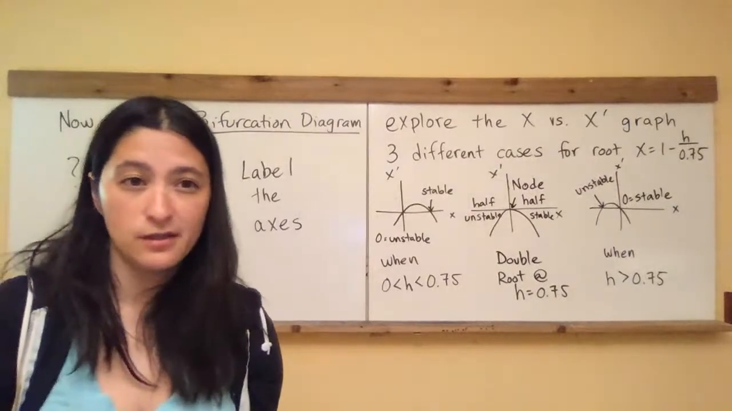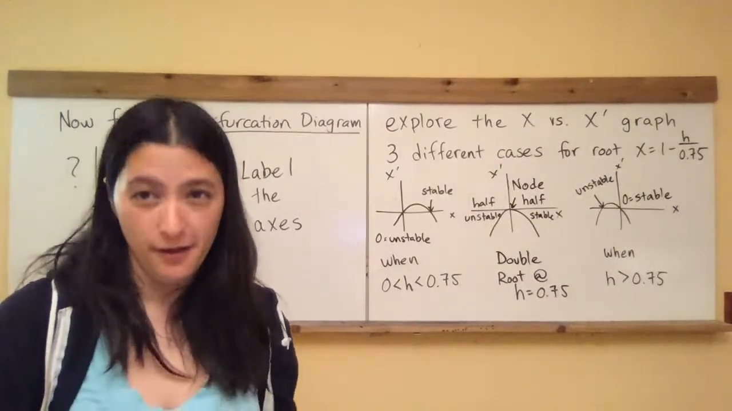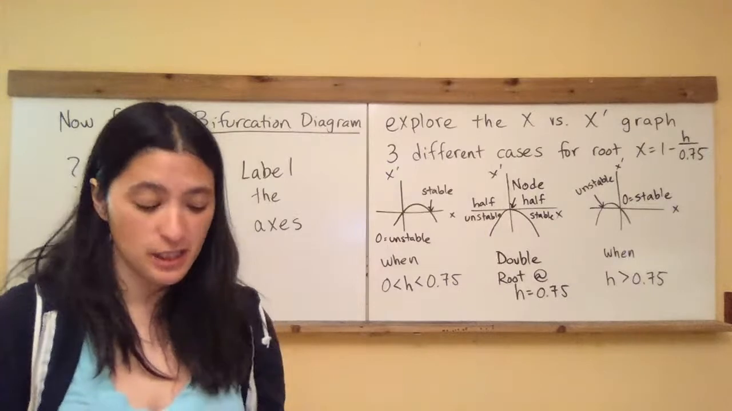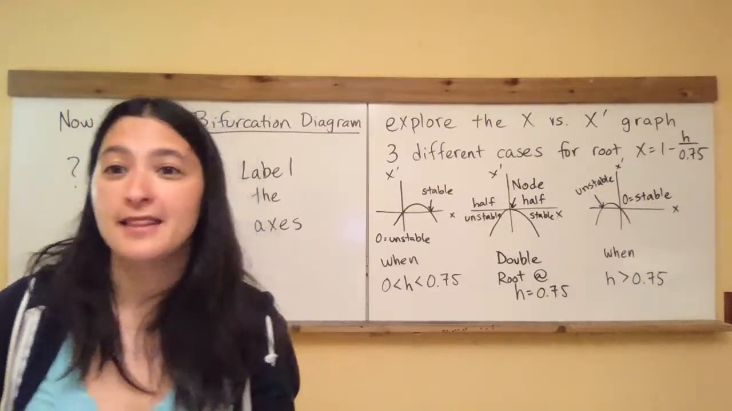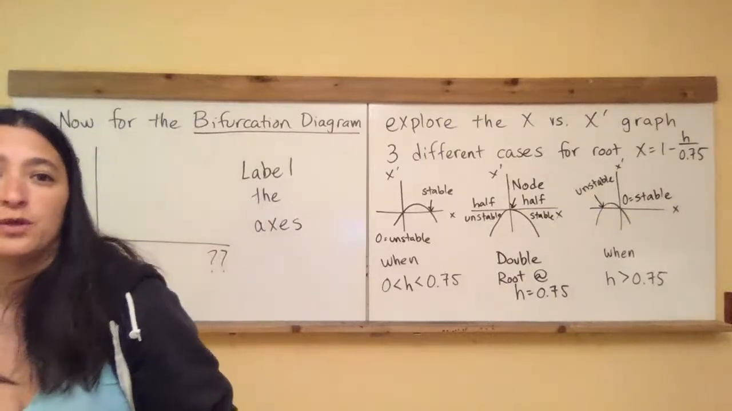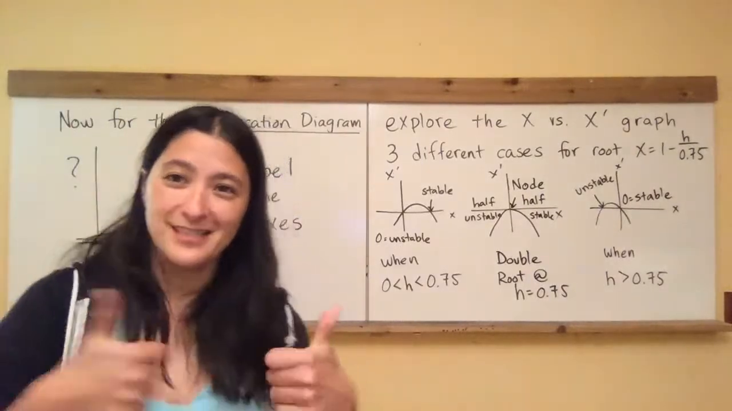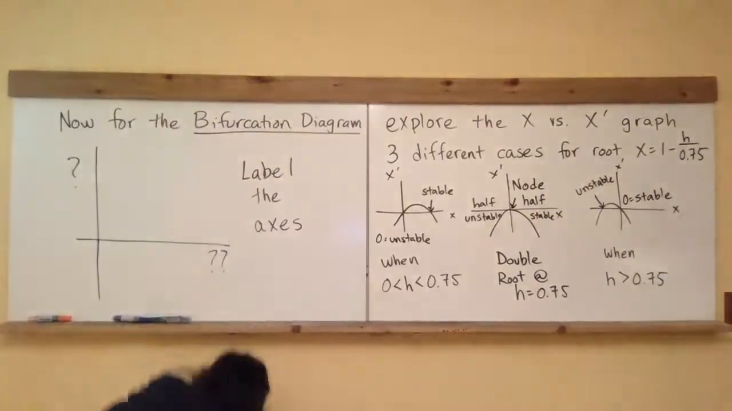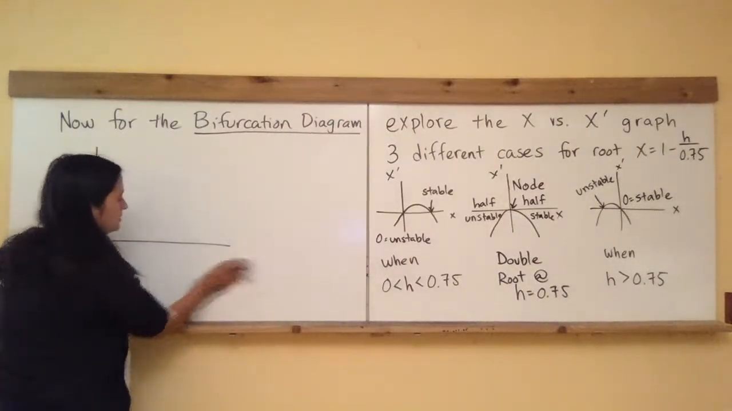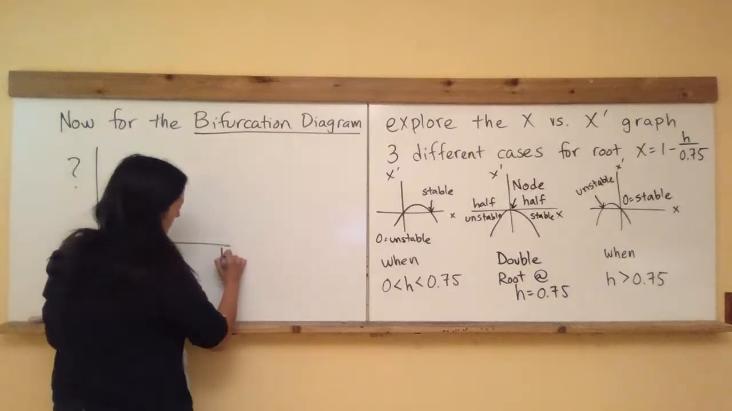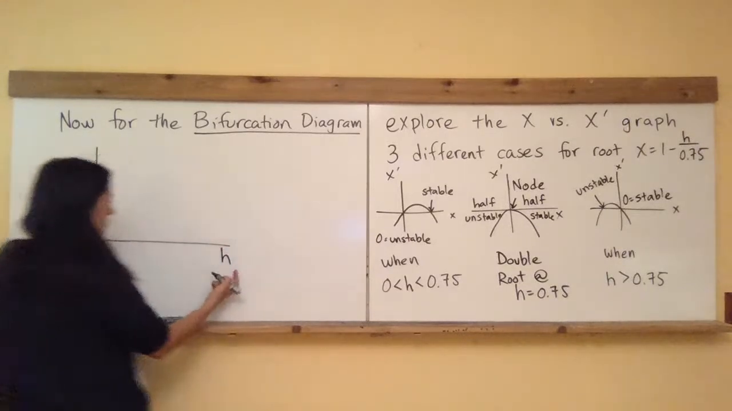Same thing that went on the horizontal axis before. H, right. The parameter of interest is what will be displayed on the horizontal axis. Exactly. And then on the vertical axis, we will try to illustrate the fixed points. Great job. Okay. So here, we're going to do H. Over here, H. That's the parameter.